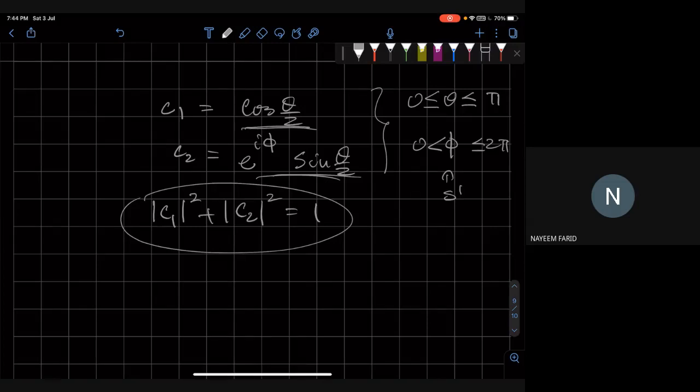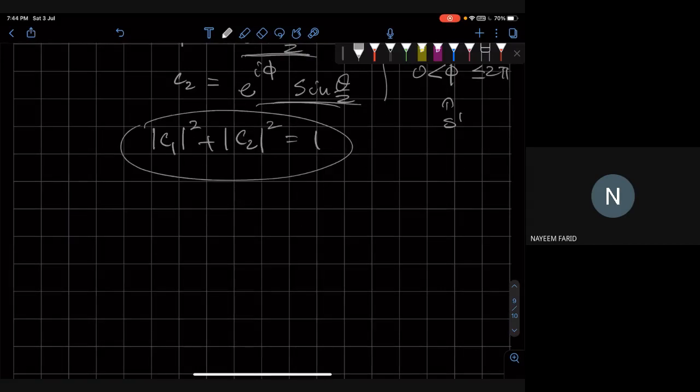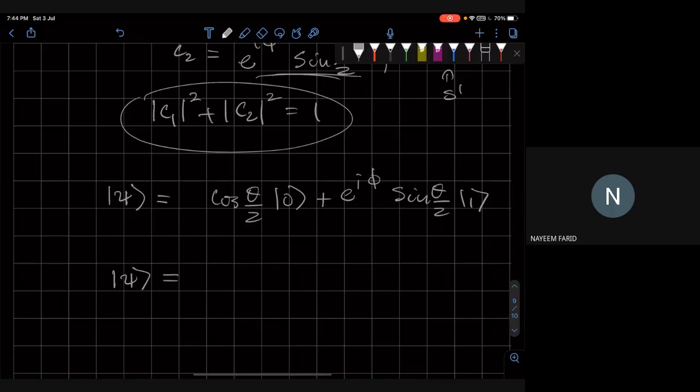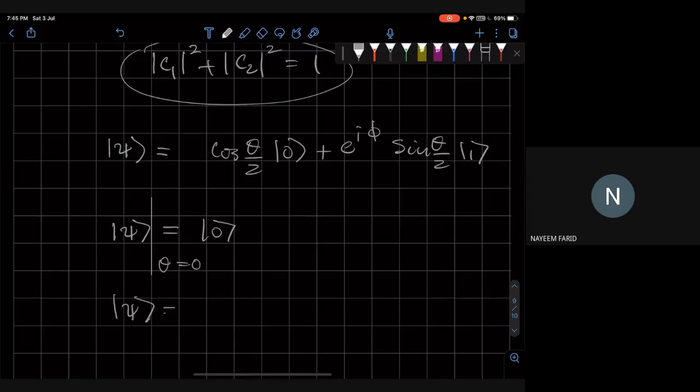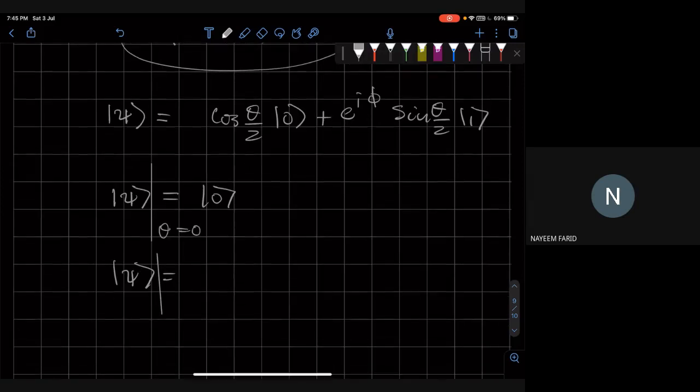Now I want to show that this actually gives you a sphere. So let's write our psi again. Psi is going to be cosine of theta by 2 times 0, plus e to the power i phi sine of theta by 2 times 1. This is the most general qubit state that we can have. So for example, when theta is 0, we just get 0. When theta is pi, we get, what do we get? Well, theta is pi and phi is 0, we get 1.